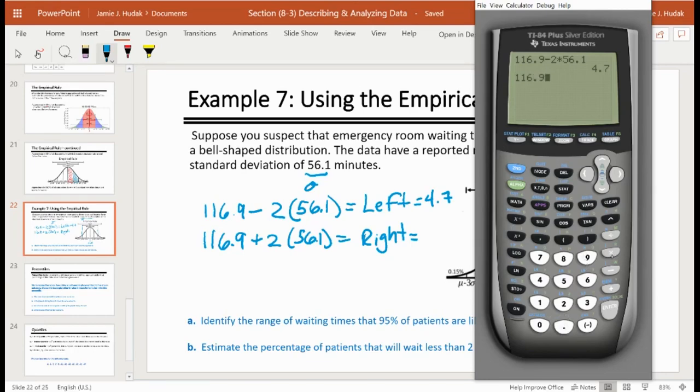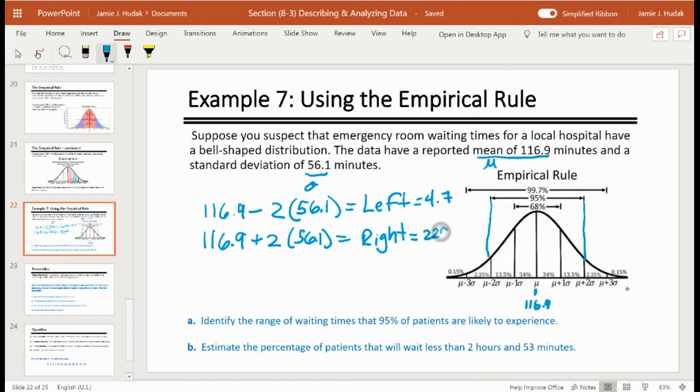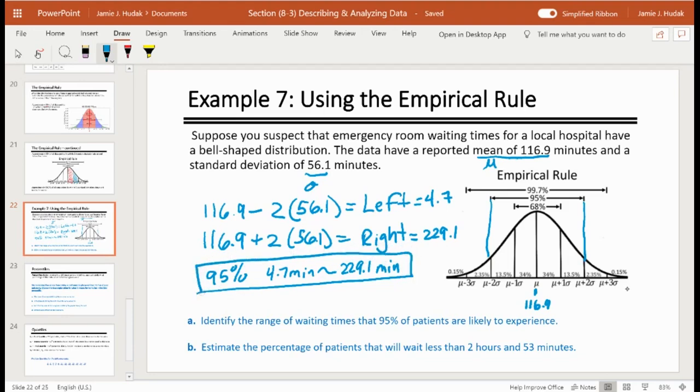116.9 plus 2 times 56.1 gives us 229.1 minutes. So 95% of patients will wait between 4.7 minutes to 229.1 minutes. And that is the answer to part A.